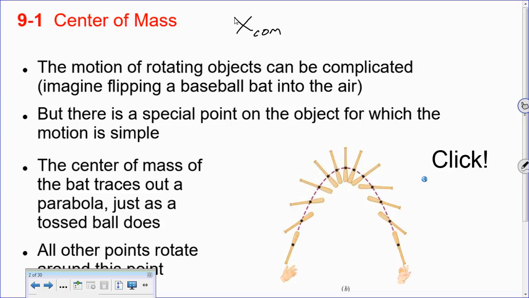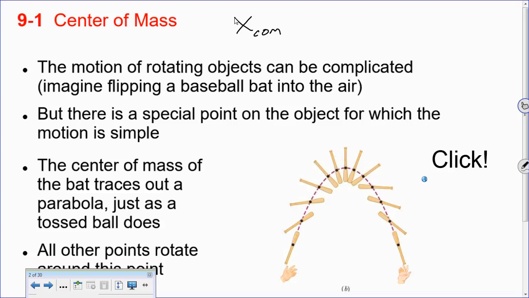So there are going to be problems on the homework where you're going to be asked to find the center of mass, and I'm going to be looking for a position. The easy problems are just in one dimension. Sometimes they're 2 or 3 dimensions, and we'll talk about all of that. A couple properties of center of mass.